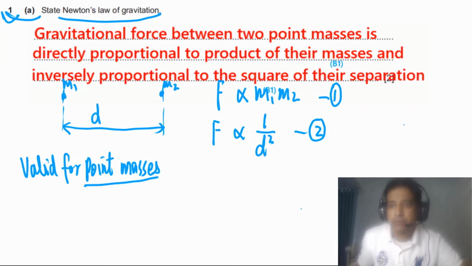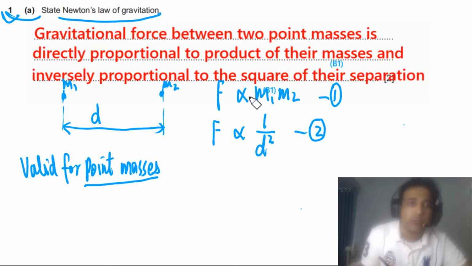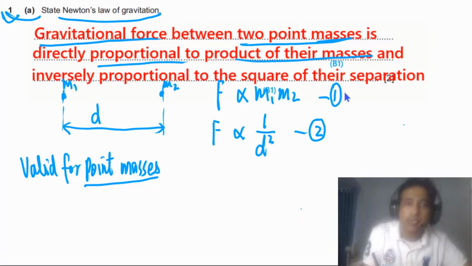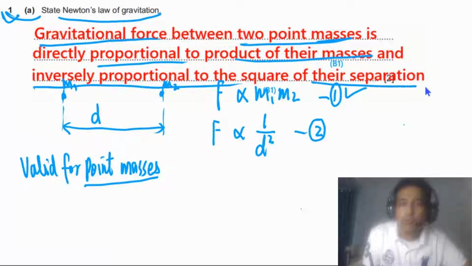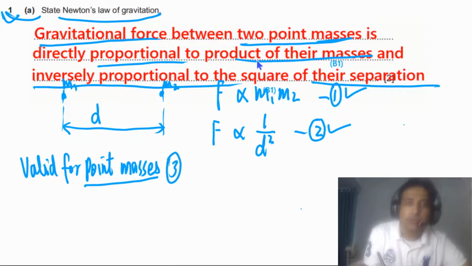So in your answer, you have to mention 2 points. The first point, you have to say gravitational force between 2 point masses. Very important, point masses you have to mention, is directly proportional to the product of their masses, so this is point 1, and inversely proportional to the square of the separation. So this is point 2, and the third point we have already mentioned here, point masses. So this has to be in your answer.